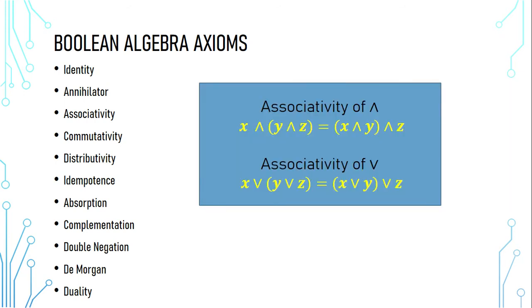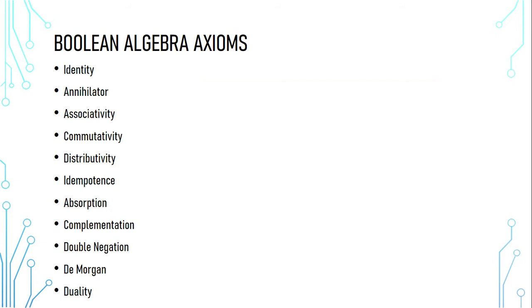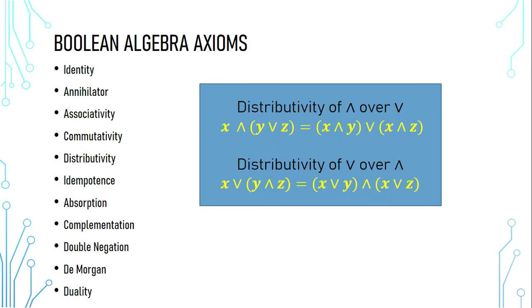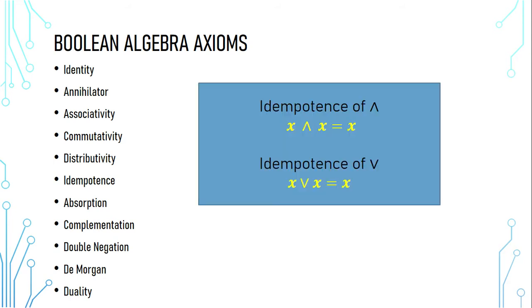Associativity. Associativity of AND operation and OR operation is the same. It means that it doesn't matter in which order you AND or OR through Boolean variables. Commutativity. Commutativity of AND operation and OR operation says that it doesn't matter whether X is ORed to Y or Y is ORed to X. Distributivity. Distributivity of AND over OR is shown below. The distributivity of OR over AND is the same and it's shown there. Idempotency. Idempotency of AND operation and OR operation says if you AND or OR a Boolean variable or value with itself, the result will be that variable or value itself.